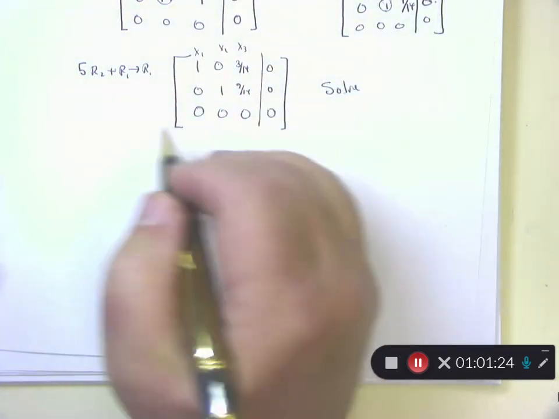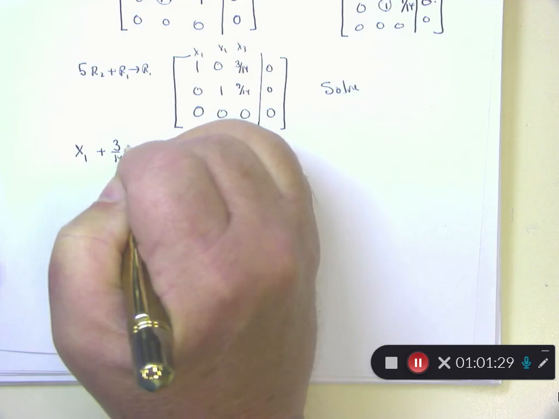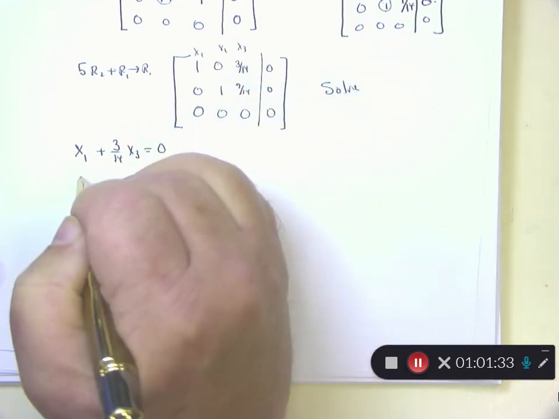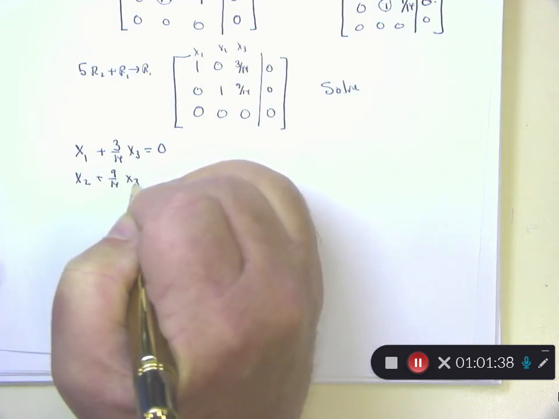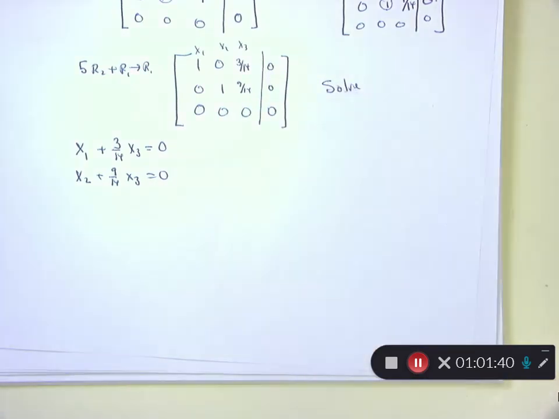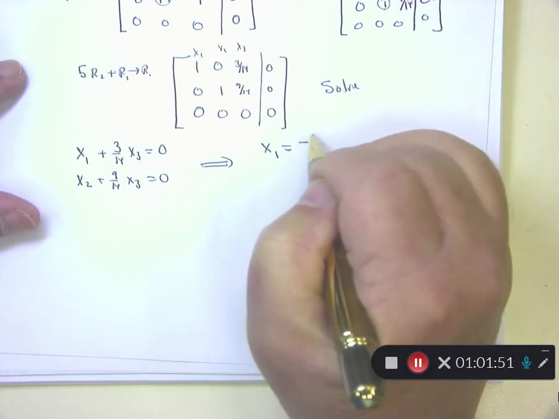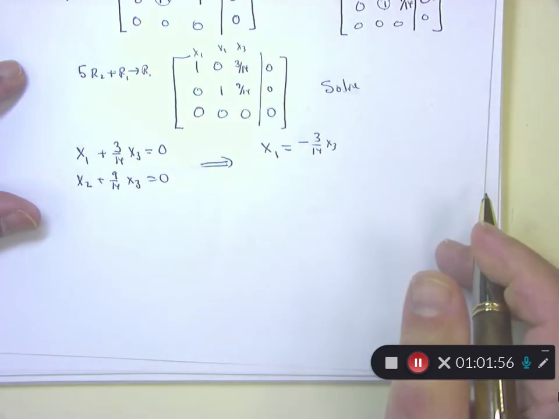So, right back to my equations. This is x1 plus 3/14ths x3 is equal to 0. The second equation is x2 plus 9/14ths x3, that's equal to 0. I only got 2 equations on this thing, right? So now, solve for the pivots. What does that make x1 equal to? Negative 3/14ths x3. I just moved the 3/14ths x3 to the other side.